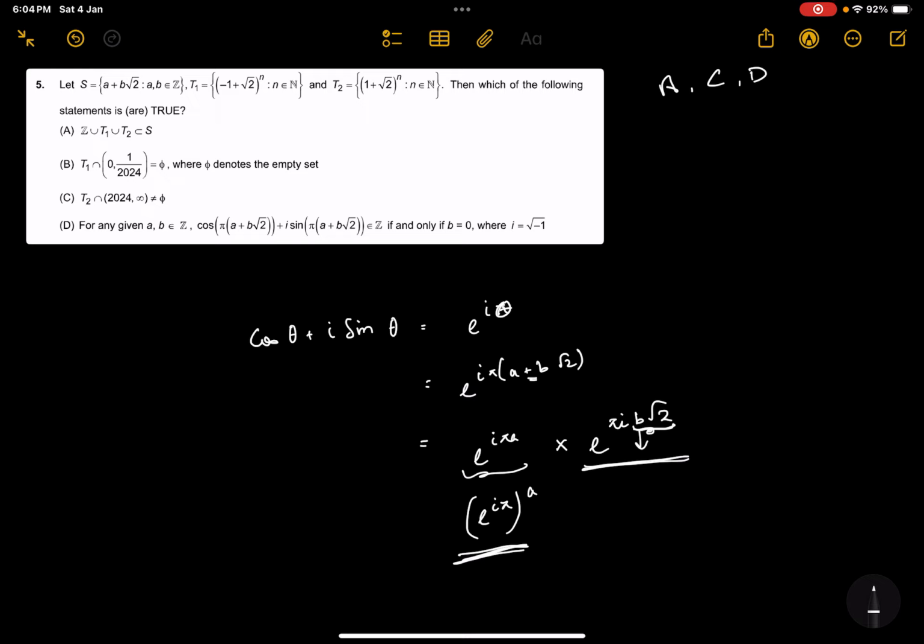So the argument was that as this is an integer, for the whole thing to be an integer, this thing has to be an integer, and this can only be plus or minus 1 depending on this. But for this whole term to be plus or minus 1, this thing has to be an integer, and for that we will need b root 2 to be an integer, but that's not possible if b is non-zero.